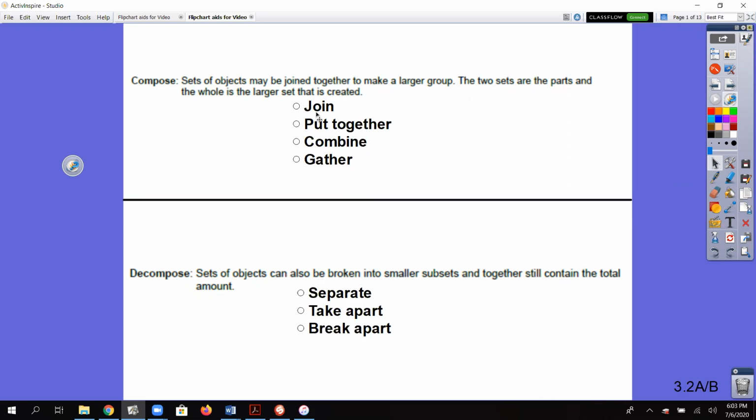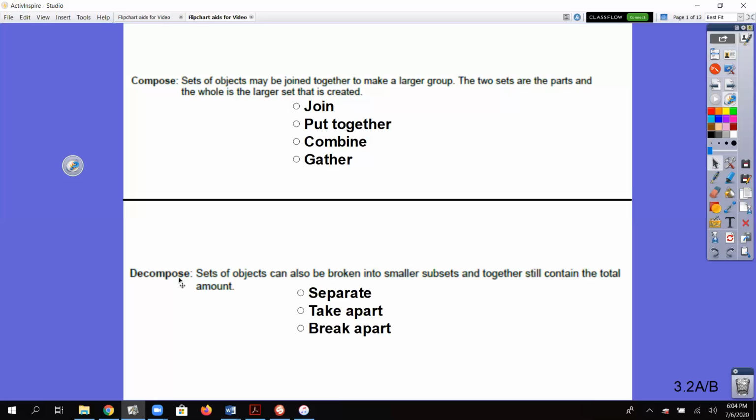So other words that you can think about when you're thinking of the word compose is join, put together, combine, and gather. Just like when you're adding objects together, you're composing them, you're putting them together.